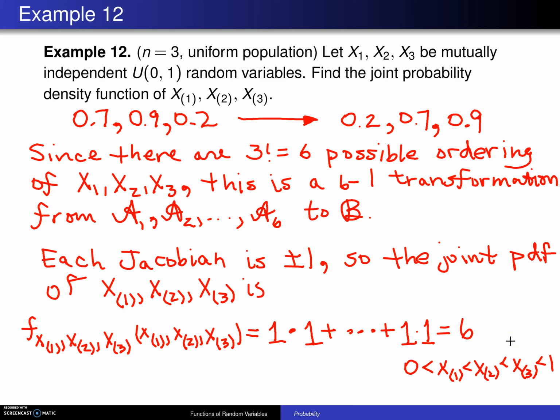So this is how the previous example generalizes, and at this point you probably got the pattern picked up and you could generalize it to any n. You're always going to have an n factorial right here when you're drawing from the uniform 0, 1 population.